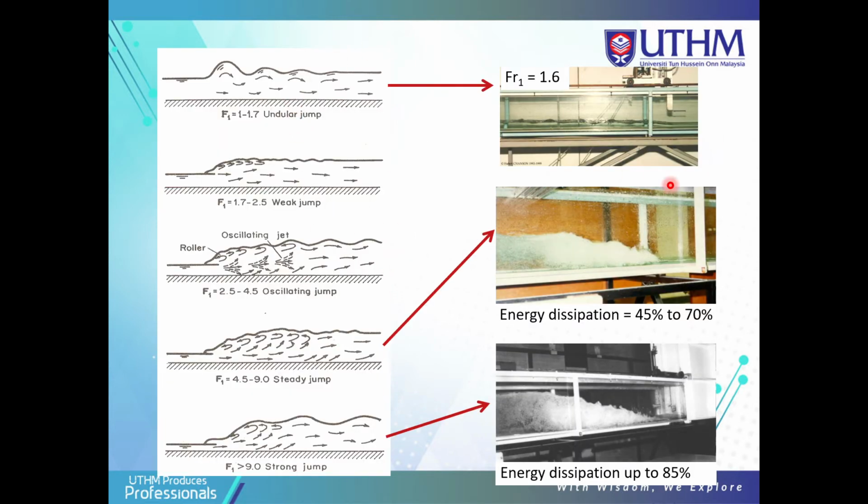This is the figure here. These are the types: undular jump, weak jump, oscillating jump, steady jump, and strong jump. This is an example of a hydraulic jump occurring in a laboratory flume here.